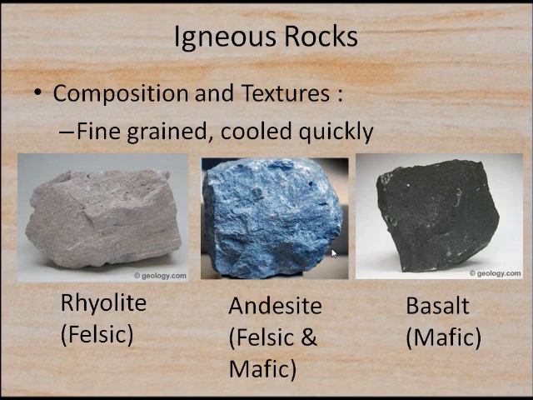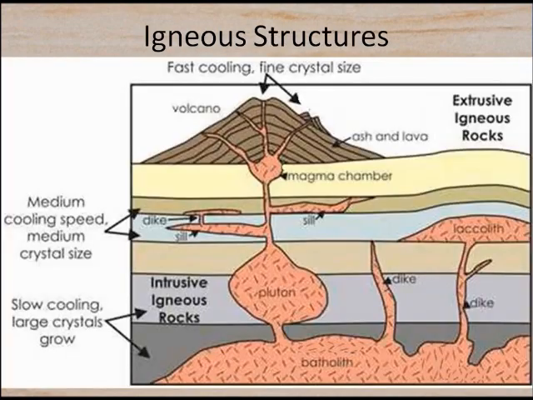Andesite is the major rock that makes up the Andes. That's where it gets its name. It's an extrusive rock that cooled off quickly, but it's a mixture of felsic and mafic minerals. Okay? Now there's also some things called igneous structures.